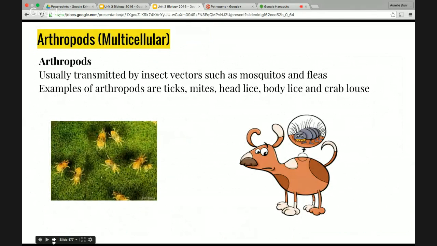Arthropods. Arthropods are multicellular organisms. They are usually transmitted by insect vectors, such as mosquitoes and fleas. Examples of arthropods are ticks, mites, head lice, body lice, and crab lice.